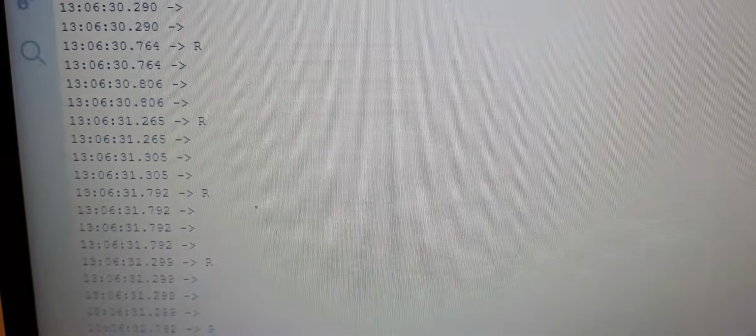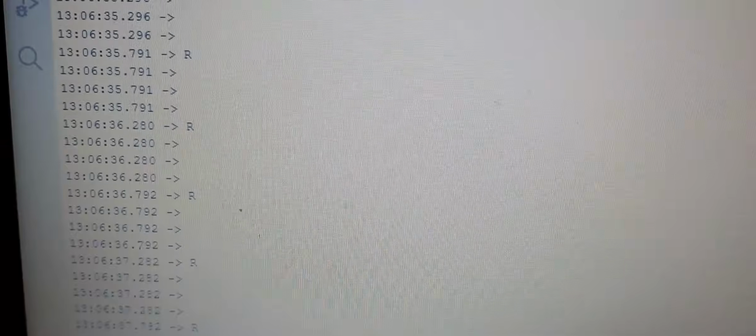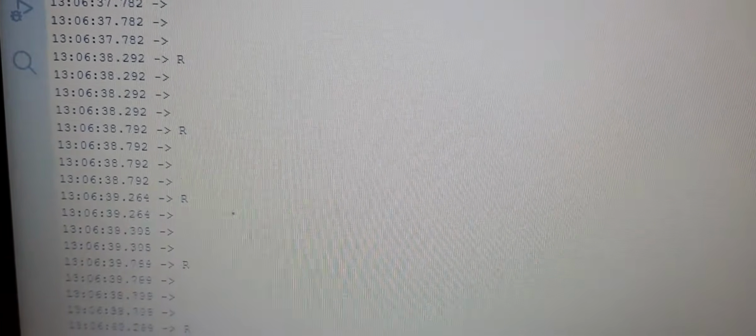And you can see here the receiver and data capture is going on. I am receiving alphabet R continuously. There is no error in the signal. So this is how the circuit works.